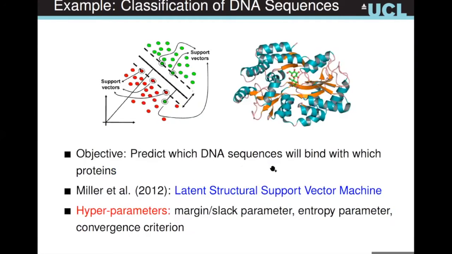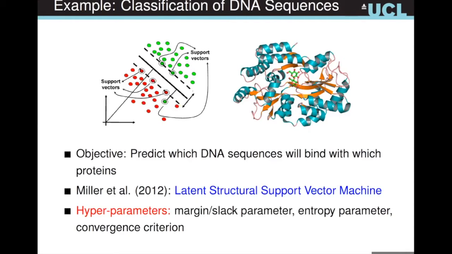And maybe a third example I would like to give is DNA sequences, so classification of DNA sequences. If we wanted to predict which DNA sequences will bind with which proteins, we could use something that is related to a special type of support vector machine. There's a model called the latent structural support vector machine that does predict exactly these kinds of things. It doesn't really matter how this thing works, but there are also hyperparameters involved. Similar to a normal support vector machine, we have a margin or a slack parameter. Here we have an additional entropy parameter, and we also need to think about convergence criteria.